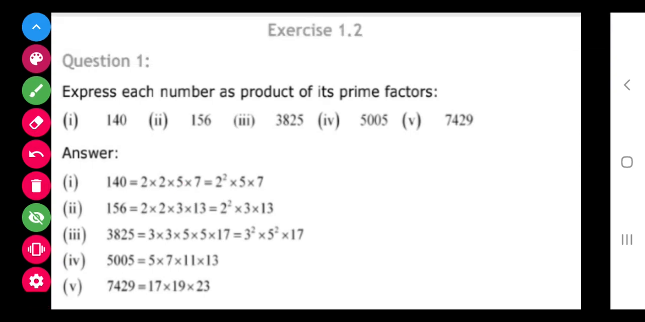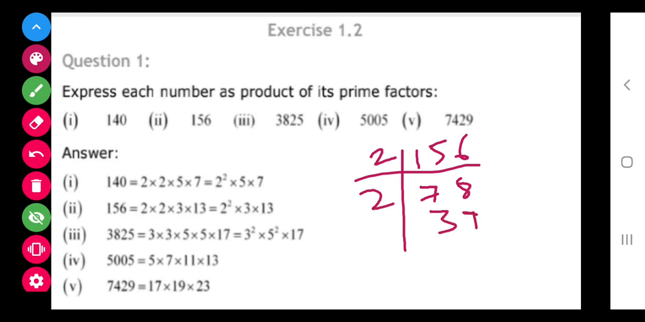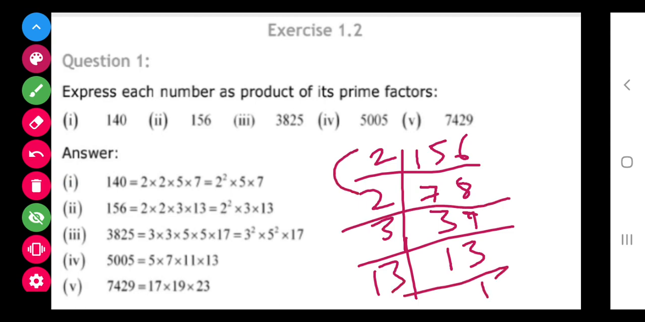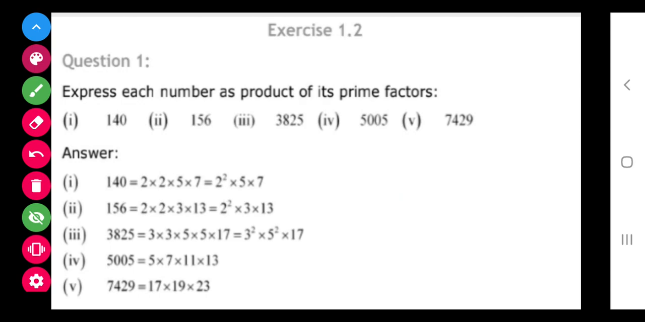So class, now similarly 156. If we talk about 156, then 2 ja 78, then 2 ja 39, then 3 ja 13, and finally 13 and 1. So 2 into 2 into 3 into 13. So class, similarly you have to get the prime factors of the others also.